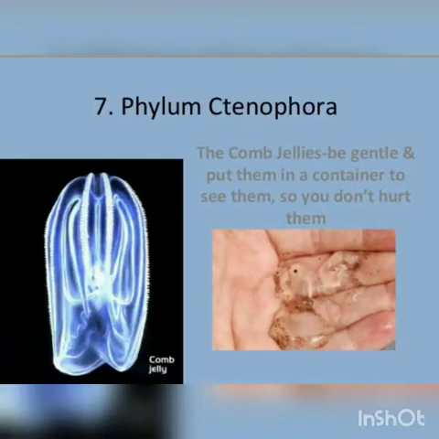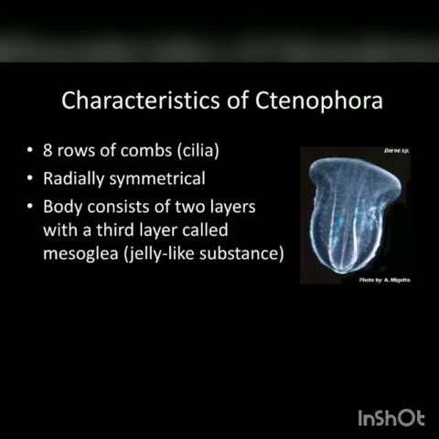Next one is phylum Ctenophora. Ctenophora means comb bearing animals. So, comb jellies. Okay? Comb bearing animals. So in this, we can see 8 external rows of ciliated comb plates, which are used for locomotion. Second point is bioluminescence. That means they have the ability to emit light.